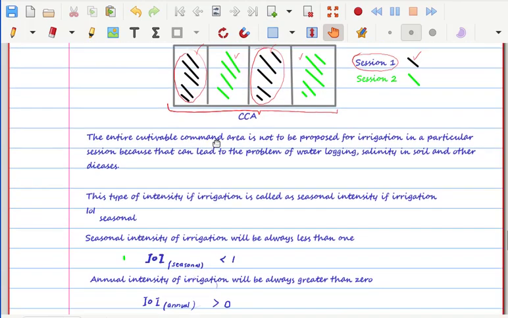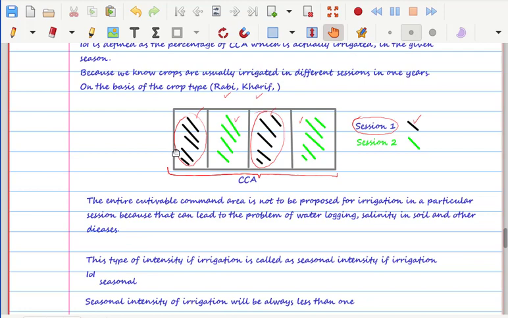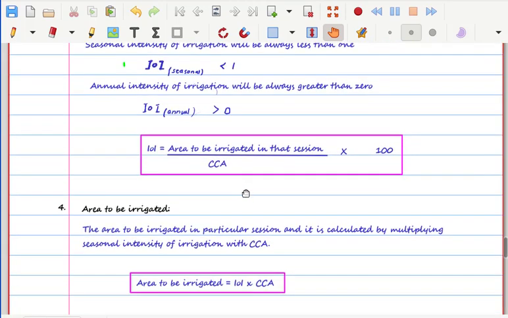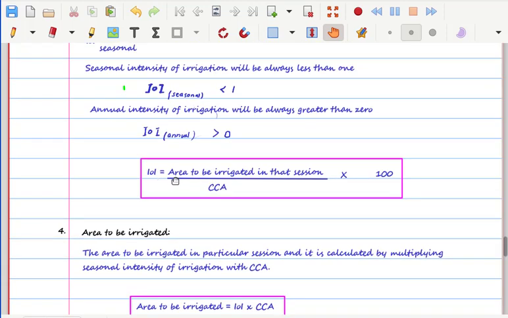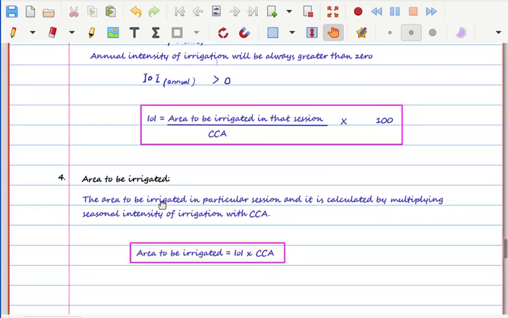As you can see in this image, to find out the intensity of irrigation, we are going to divide the area. Like for season 1, we will take the sum of these two areas, divided by the cultivable command area, then multiply by 100. This is what this equation is showing. So mathematically, you can write intensity of irrigation as area to be irrigated in that season divided by cultivable command area multiplied by 100. Okay.